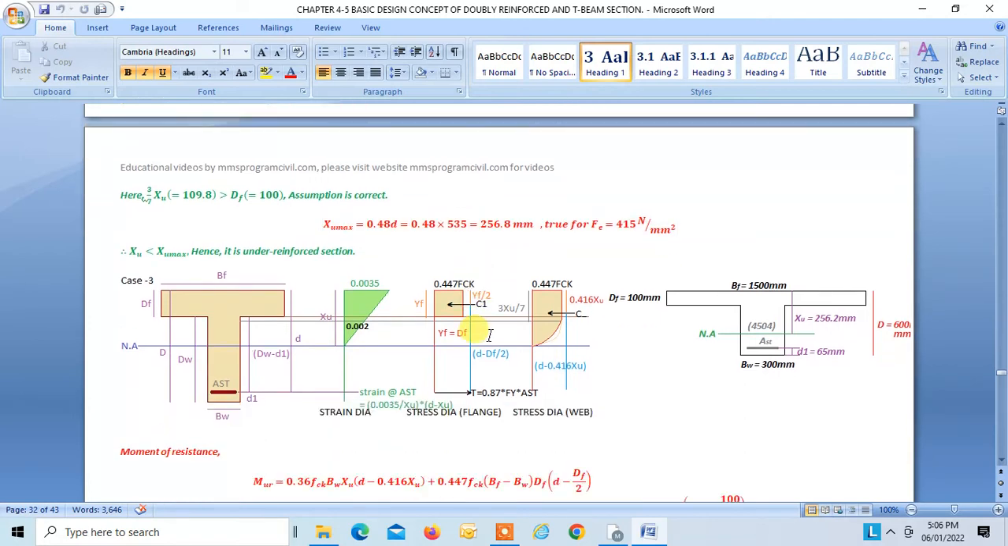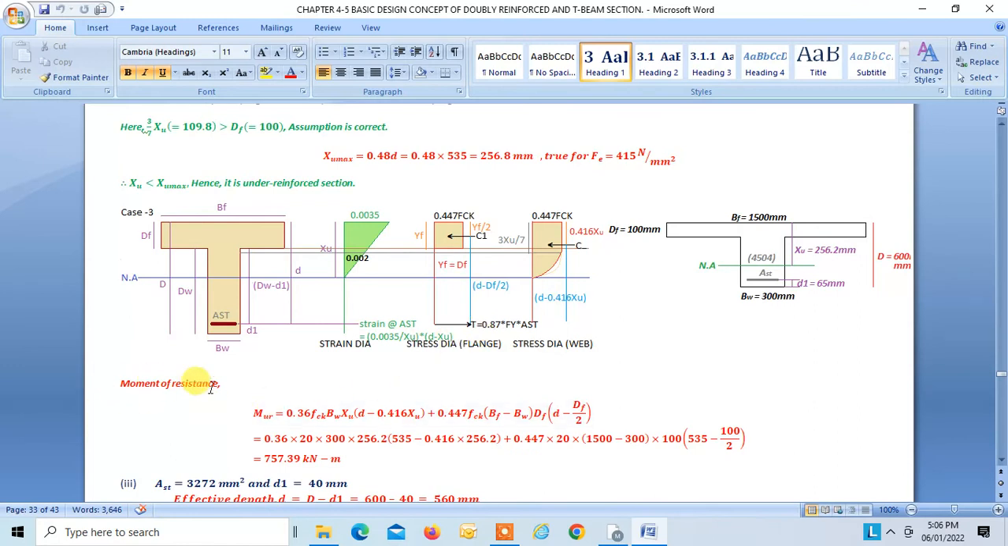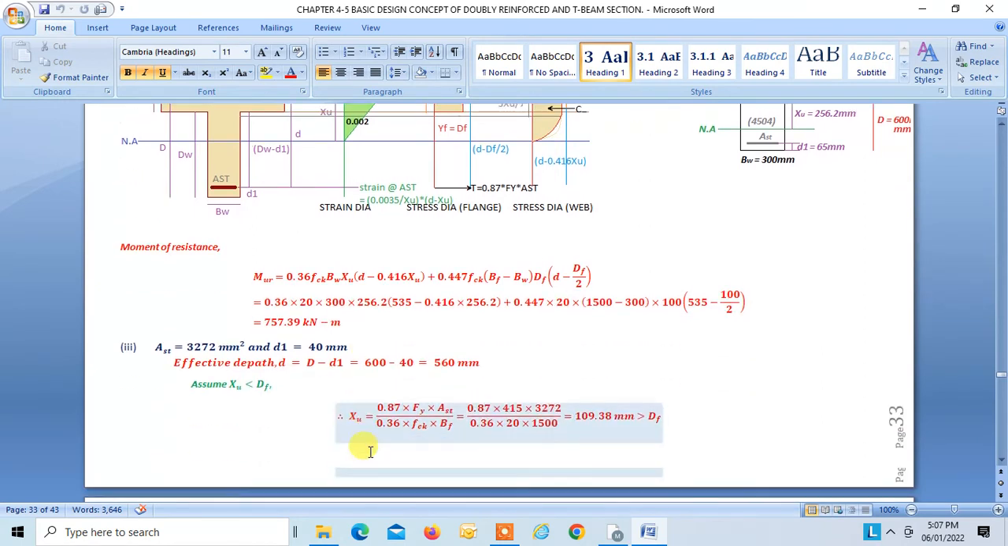Fine. So simple. Now you have to find the moment of resistance, that is C into this lever arm plus C1 into this lever arm. For C, this is what you know, 0.36 FCK BW XU into lever arm. C1, you know, it is 0.447 FCK into BF minus BW into DF into this lever arm, right? So this is how I get my moment of resistance equal to 757.39 kilonewton meter, right?